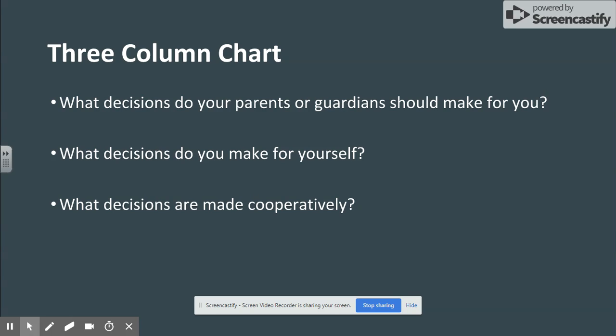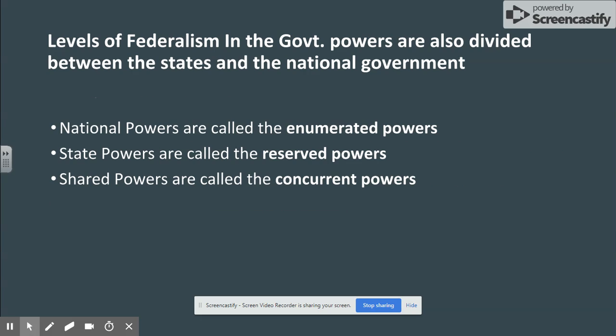Okay, maybe you said that you and your parents negotiate when your curfew is going to be, or you and your parents maybe decide together what you're going to do after school. Are you going to get a job? Are you going to join some school club? What are you going to do? Okay, so just like how you and your parents have to work together sometimes, states and national governments have to work together sometimes as well.